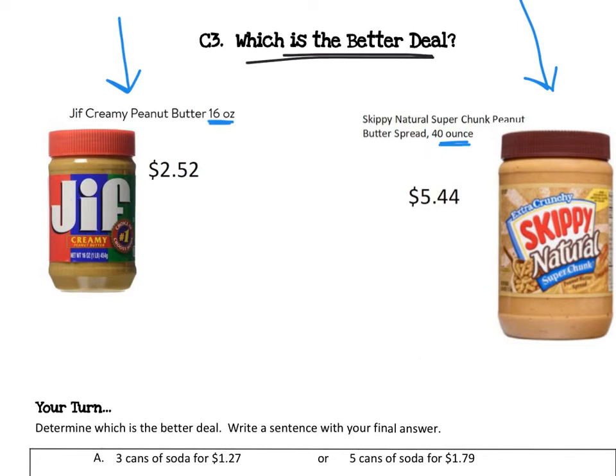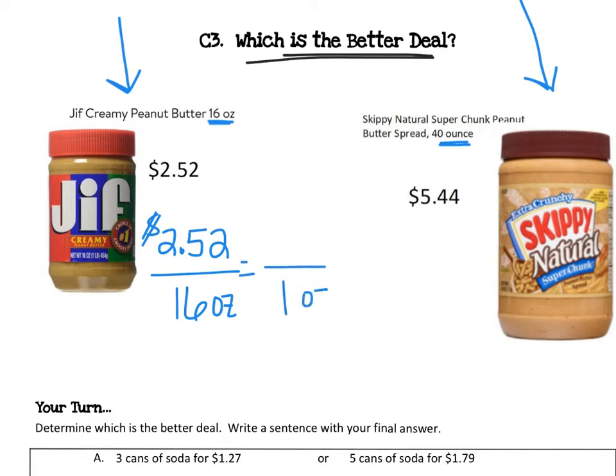All right, so here we go. Let's start with the Jif. Whenever we do this, we're going to make equivalent ratios again. So I have $2.52 for 16 ounces. This always works easiest if you put the money on top and then your ounces or whatever your other unit is on the bottom. And the goal here is to get a unit rate. So we want to simplify this down to see how much it's going to cost for 1 ounce of peanut butter. To go from 16 ounces to 1 ounce, I'm going to divide by 16.